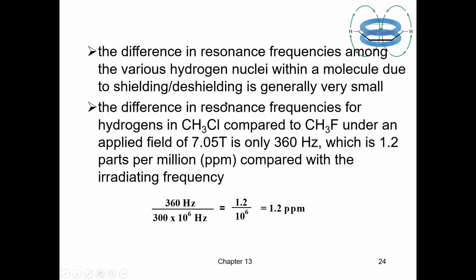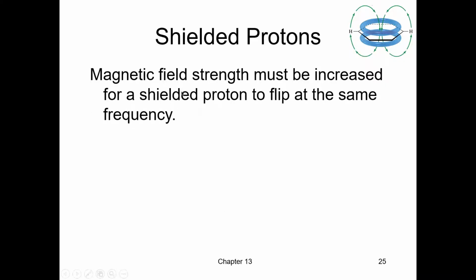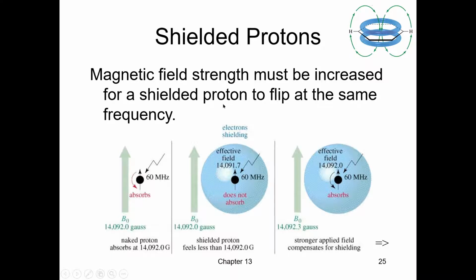Hence, the difference in the resonance frequencies among various hydrogen nuclei within a molecule due to shielding or de-shielding is very small. So for shielded protons, the magnetic field strength must be increased to flip the proton at the same frequency. So here is an example of how shielded protons or de-shielded protons oscillate with respect to the applied field strength.